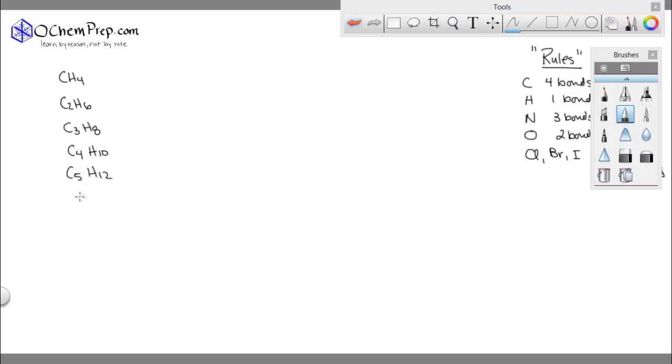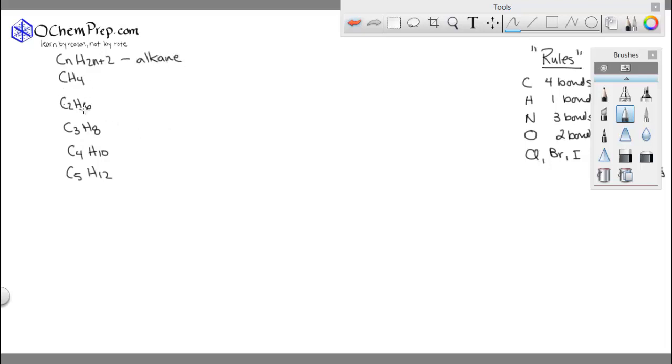C5H12. So the rule is, if you have Cn, you have H2n plus 2 as the number of hydrogens. And if that's true, you have no double bonds or triple bonds or rings in your structure. It's called an alkane, the simplest kind of hydrocarbon.